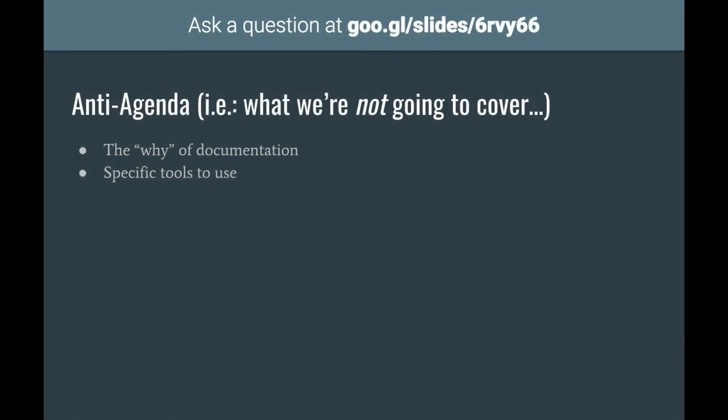There are also a couple of things we're not going to cover. We're not really going to cover the why of documentation. I'm going to assume that if you're here, you recognize that documentation is valuable, that it's a goal you want to have, that you want it to be up to date, accessible, easy to understand and easy to read, and that you have enough support from your management to keep it rolling. I'm also not going to talk about the specific tools to use. I want this to be an evergreen style presentation so that even if you're watching this on YouTube, it still has some value for you.